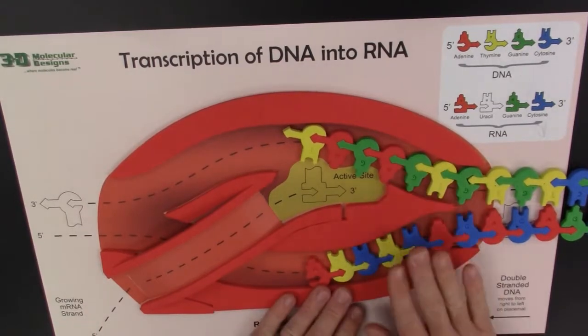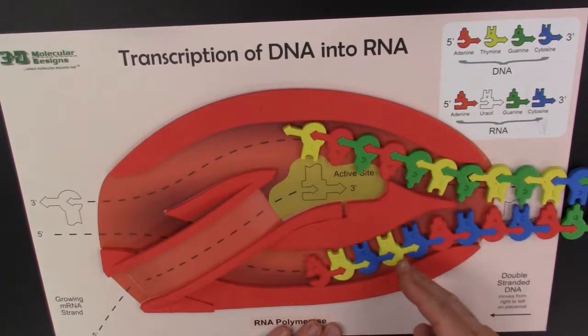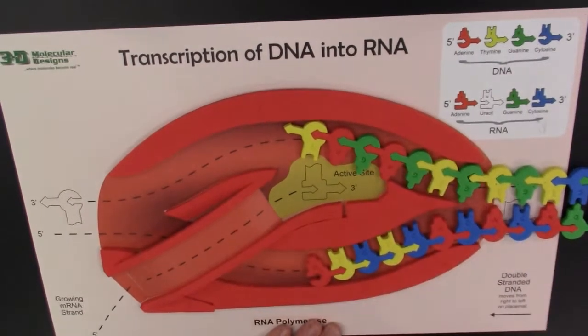Now, each of these strands have a name now. This is our template strand, and this is our non-template strand. A template is something that you're going to make a copy off of. So we're going to make a copy off of this strand here. So this is our template strand. So here's our active site.